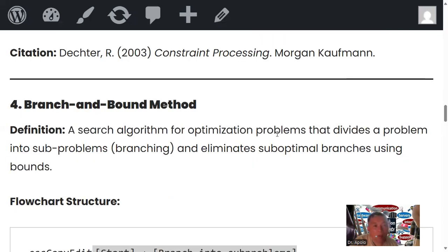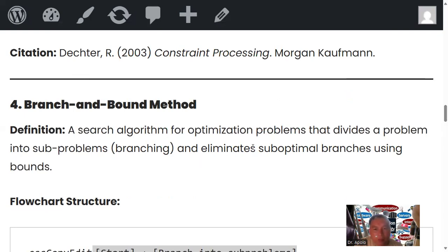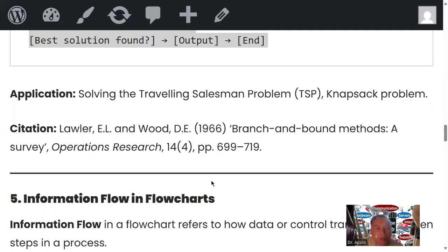This one is the branch and bound method. By definition, it is a search algorithm for optimization problems that divides a problem into subproblems. Why? Because it makes it easier. Branching eliminates suboptimal branches using bounds. For example, we start, then branch into subproblems, then evaluate bounds. Is it promising? Yes, continue. No, prune. If pruned, then the best solution is found. If yes, continue branching until output. Applications: solving the traveling salesman problem and the knapsack problem.